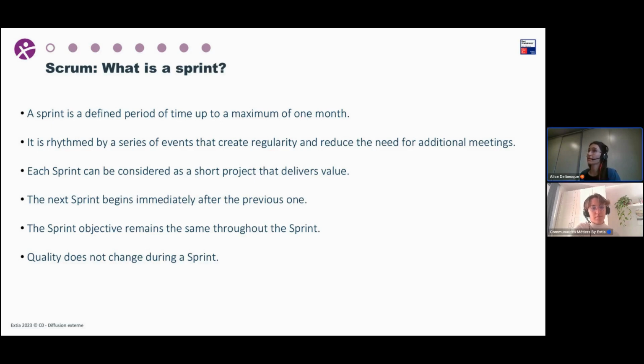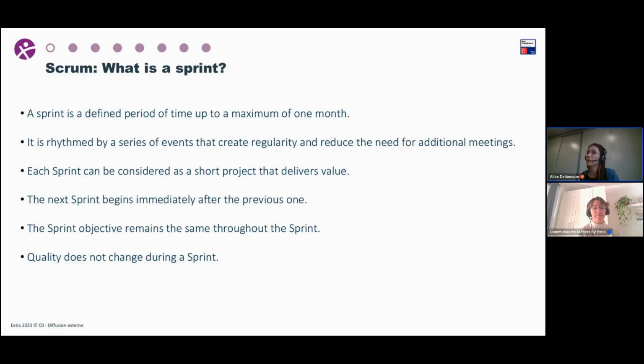As I said, there is a series of events during a sprint that create regularity and reduce the need for additional meetings. That means that except for these events, you don't have other meetings during a sprint. I will describe these events just after.